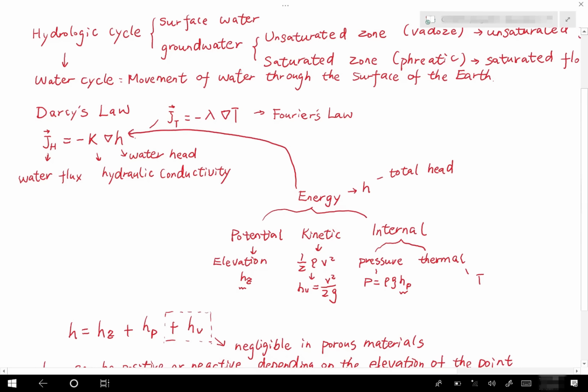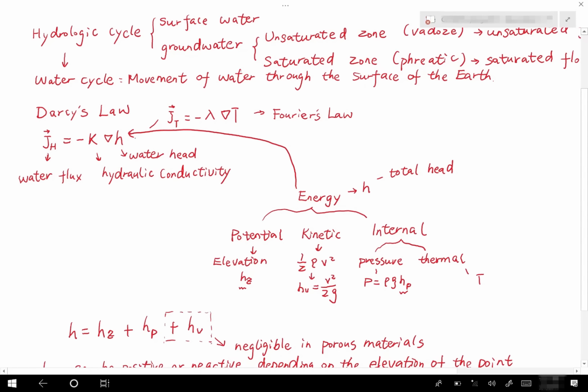Actually, this equation tells us two things. So first, water moves from a location with a higher energy or water head to a location with a lower energy or lower total water head. That's the first thing. Second, the water flux is proportional to the gradient of the total water head. That's the second thing.